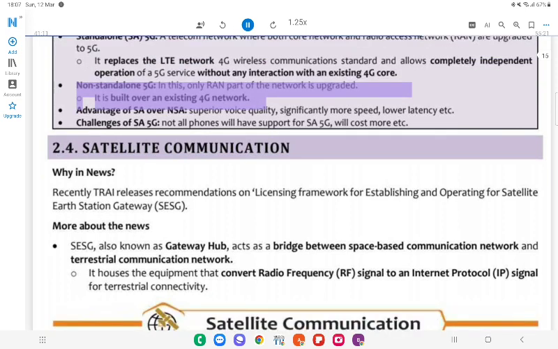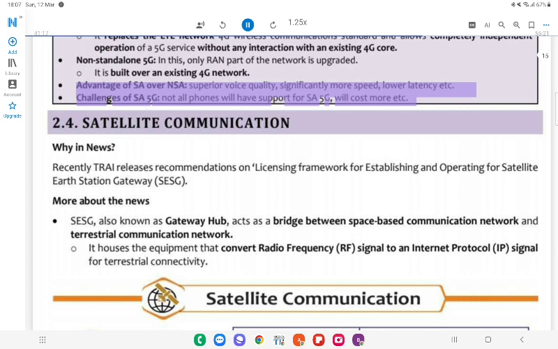Non-standalone 5G: in this, only the RAN part of the network is upgraded, and it is built over an existing 4G network. Advantages of SA over NSA: superior voice quality, significantly more speed, lower latency, etc. Challenges of SA 5G: not all homes will have the required devices, and SA 5G will cost more, etc.